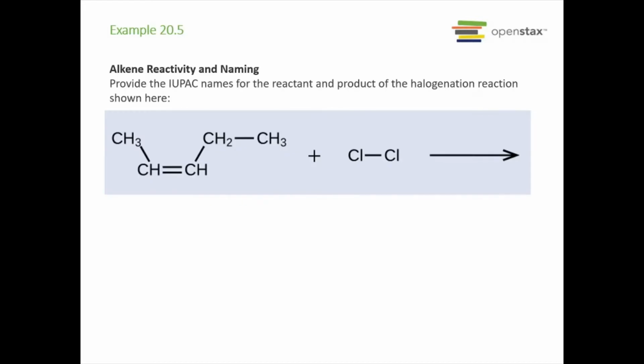So here is an example. We want to provide the IUPAC names for the reactant and the product of the halogenation reaction shown here. Halogenation addition, so we're saying halogenation because it's a halogen. So let's first name our organic reactant here. First step, longest carbon chain. You see 1, 2, 3, 4, 5. We don't have any branches coming off, so we know this is a pent. We have a double bond, so it's an ene.